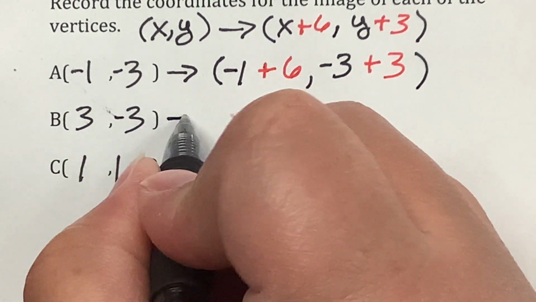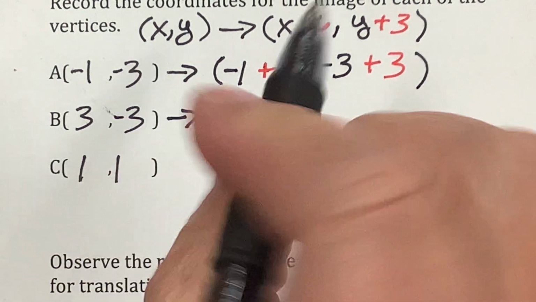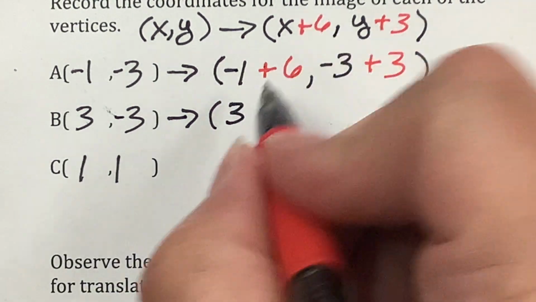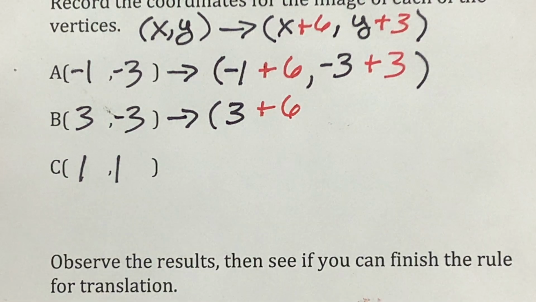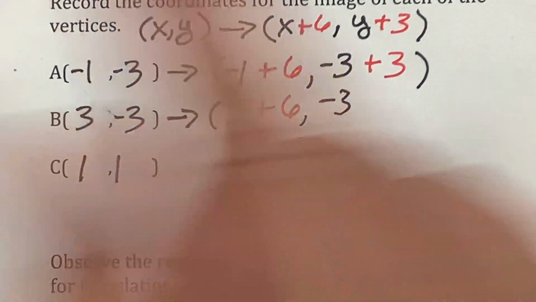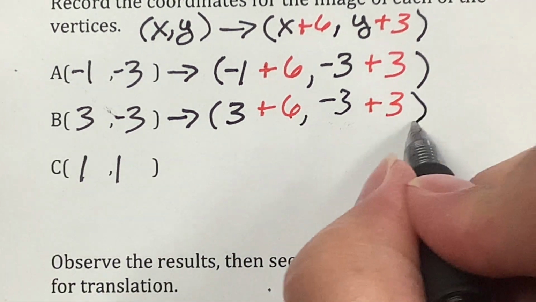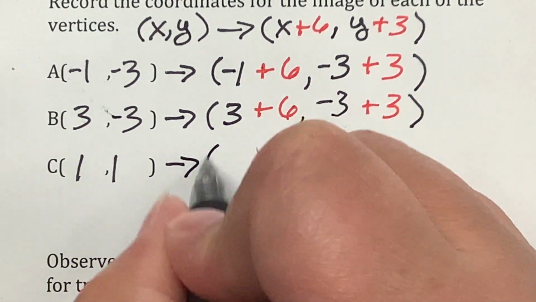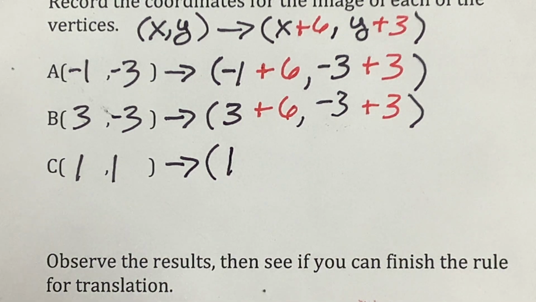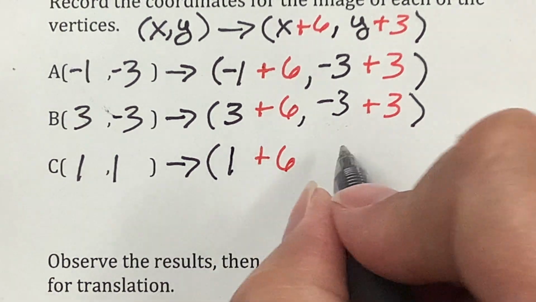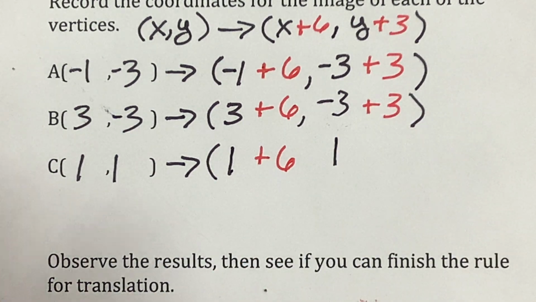We'll do the same thing here. Start with 3, and we're going to add 6. And this is -3, and we're going to add 3. I'm changing pens a lot because I want you to be able to see what I'm doing. And then this one, we started at 1, and we add 6, and the Y is 1, and we're going to add 3.